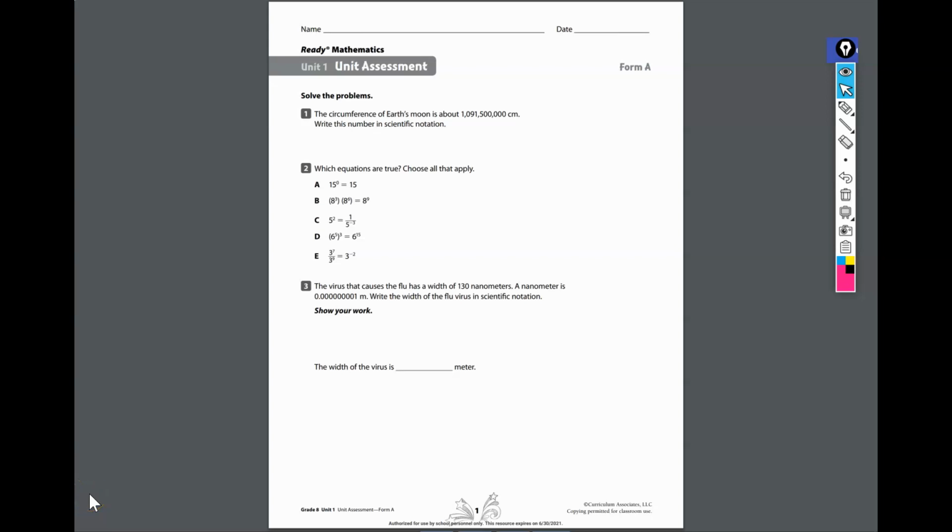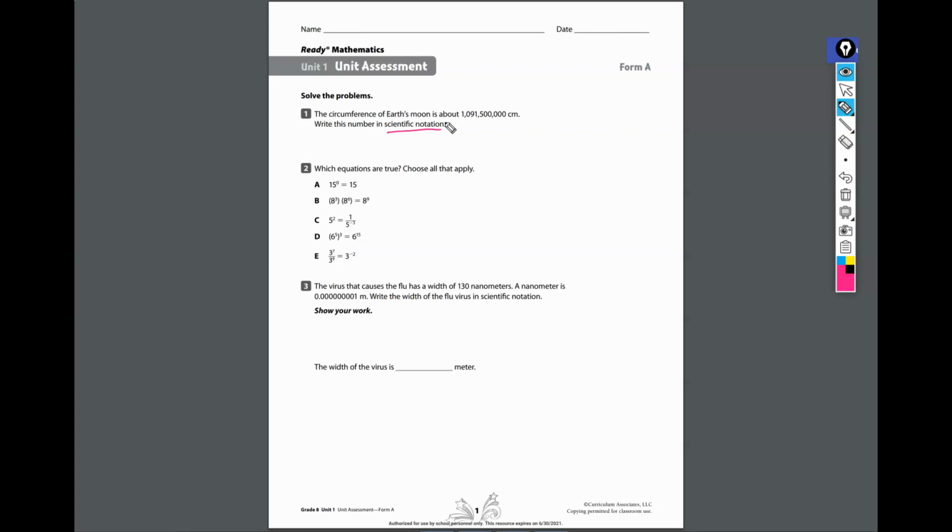Unit 1 Study Guide. Number 1. The circumference of the Earth's moon is about 1,091,500,000 centimeters. Write this number in scientific notation. I'm going to underline scientific notation. That's how the answer needs to be presented.